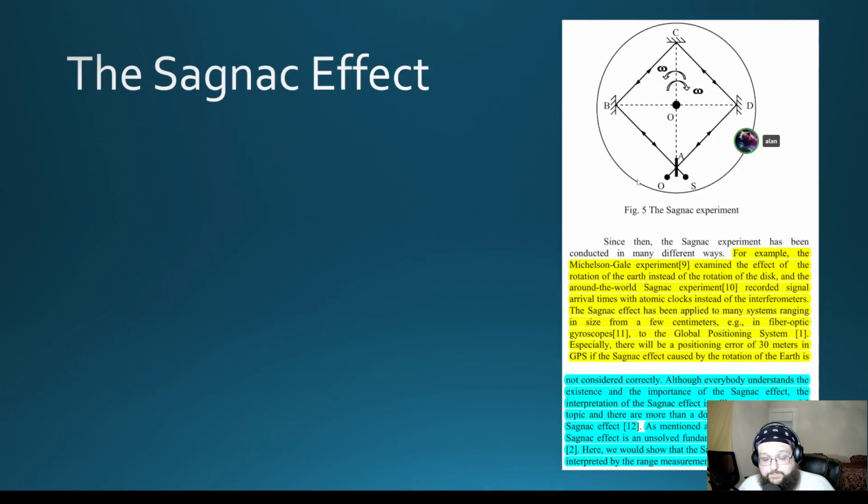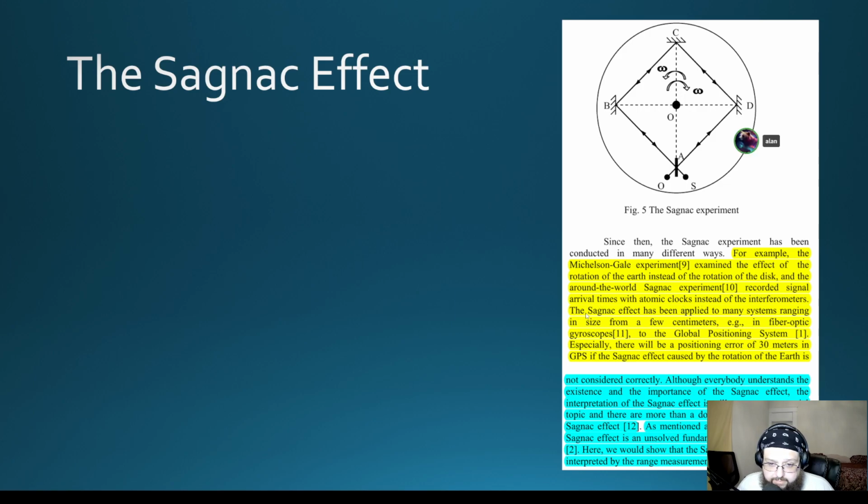So the Sagnac effect. This is where Wang gets into the Sagnac effect and a little bit of the history of it. For example, the Michelson-Gale experiment examined the effect of the rotation of Earth instead of the rotation of the disk, and the Sagnac around-the-world experiment recorded the signal arriving at atomic clocks instead of interferometers. This was in reference to Hafele and Keating. Their atomic clocks also went out of sync, corresponding to a preferred direction. Right, the east to west propagation was the worst for them, or west to east from your guys' standpoint. That had the most variance in the clocks. So that's what he's relating to there.